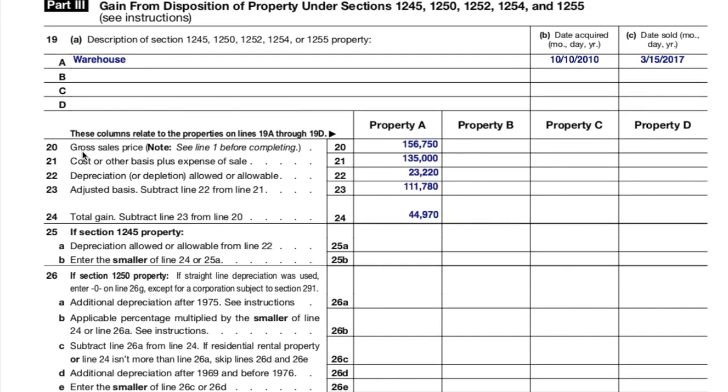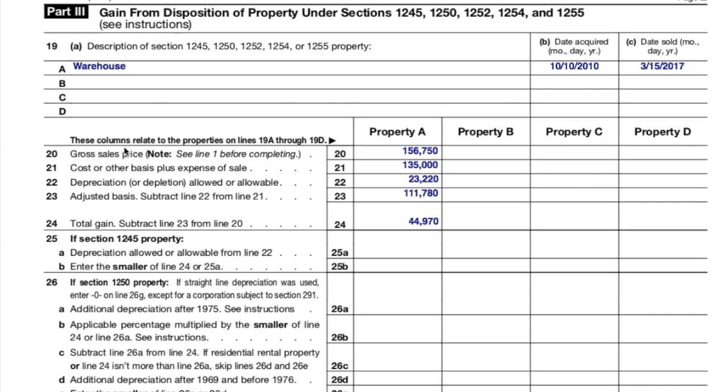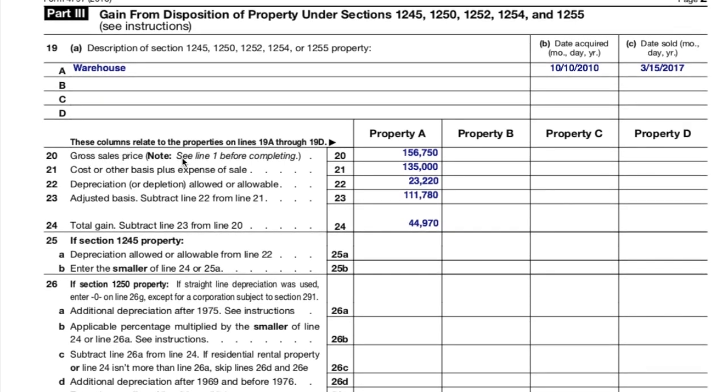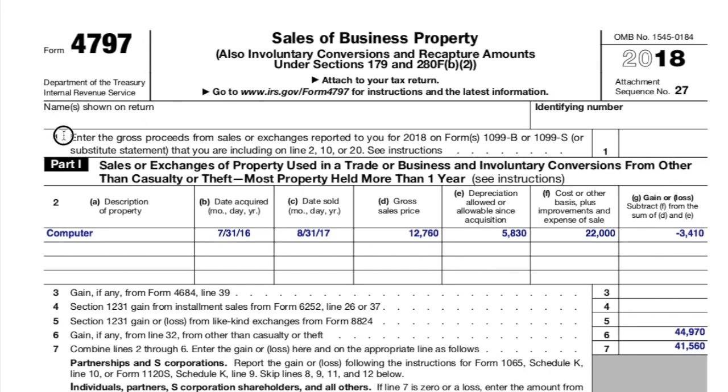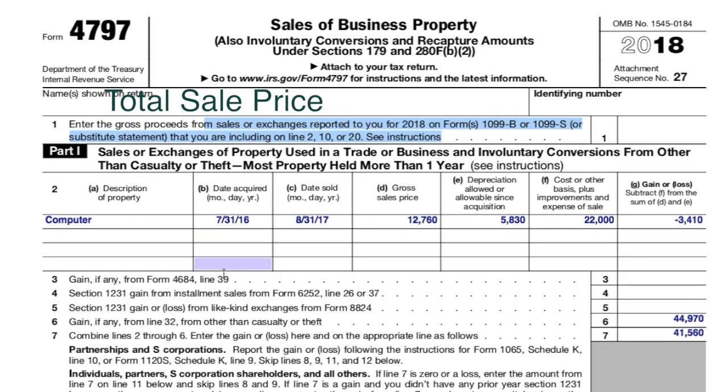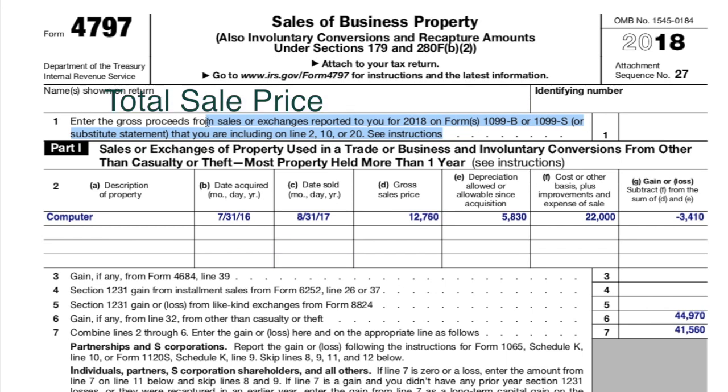So as you fill out here the first property, you can say gross sales price. See line 1 before completing. So if you look at the instructions for this, basically the forms are trying to incorporate more of a catch for a check, to be able to check different forms. And if you read the instructions, it explains more, but essentially you'll see this first line right here, number 1 at the very top here, and that's saying report any amounts on line 2, 10, or 20. You follow the form as normal. This is like a separate thing.